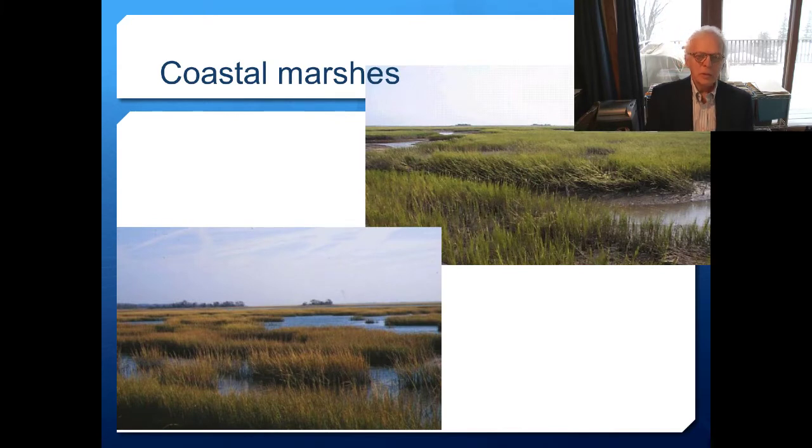So here are some images of coastal marshes, and I suspect many of you have actually seen these. You may live around them. They are brackish or saline systems, and they are often very grassy and vegetated. The word marsh, of course, as opposed to swamp, means they are more herbaceous in character.